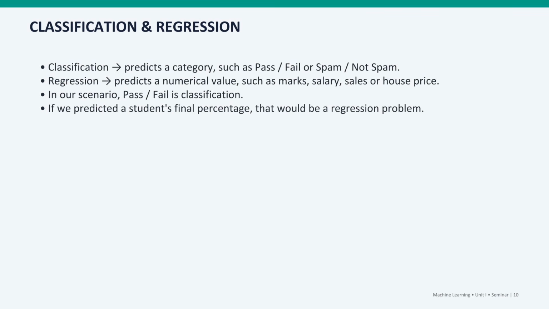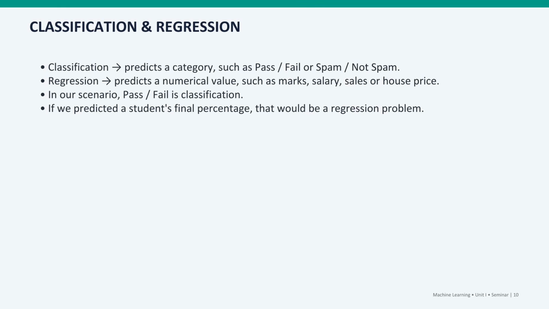Classification and regression. Classification is used when the output is a category. In our scenario, pass or fail is a category, so it is a classification problem. Regression is used when the output is a numerical value. For example, instead of predicting pass or fail, if we wanted to predict a student's final percentage, that could be a regression problem. Therefore, classification predicts categories while regression predicts numerical values.